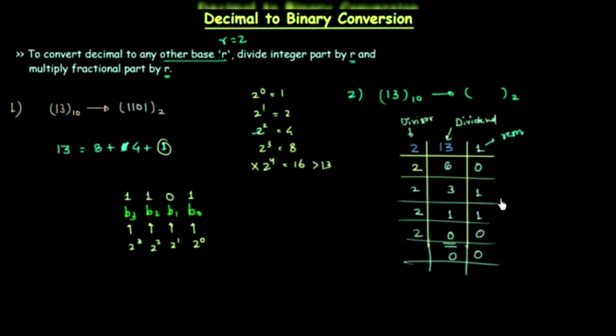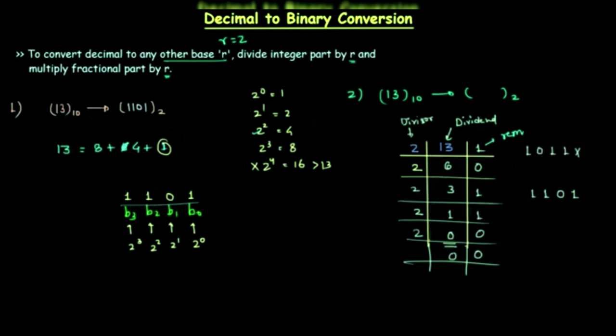The remainders will give us the binary number, but there is one twist. We have to start looking from the bottom. 1 1 0 1. As we have already seen the binary equivalent of 13, the answer is 1101. So don't consider this one as MSB. If you consider this as MSB, the result will be 1011, which is not true.